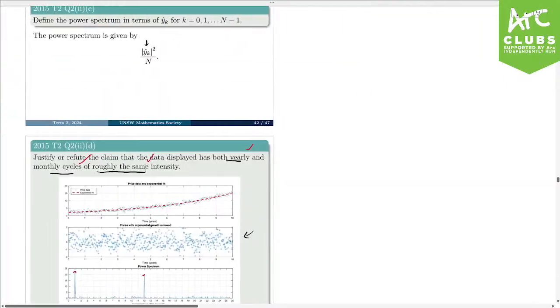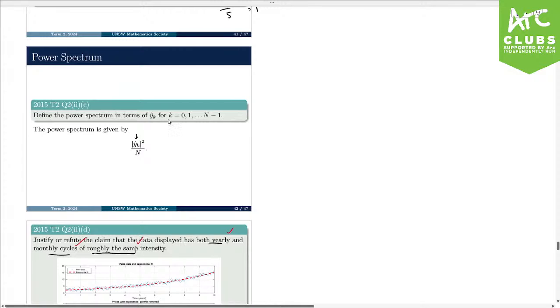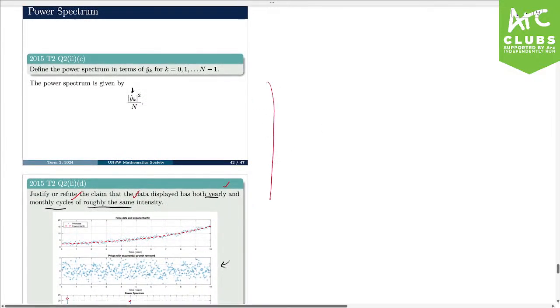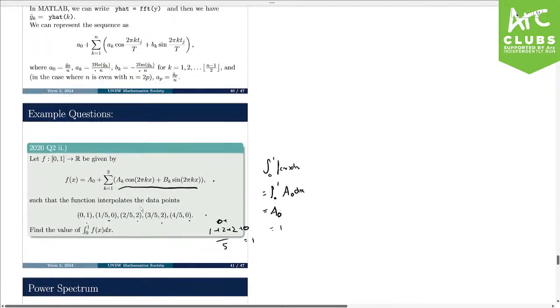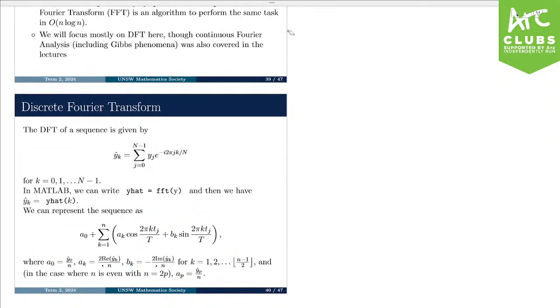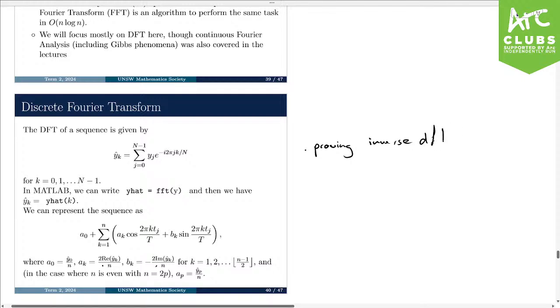Okay, so these two questions from the 2015 paper haven't been tested again in any of the other papers, but what has been tested is, the types of questions that have shown up are proving the inverse discrete Fourier transform, and also just proving properties about this discrete Fourier transform.